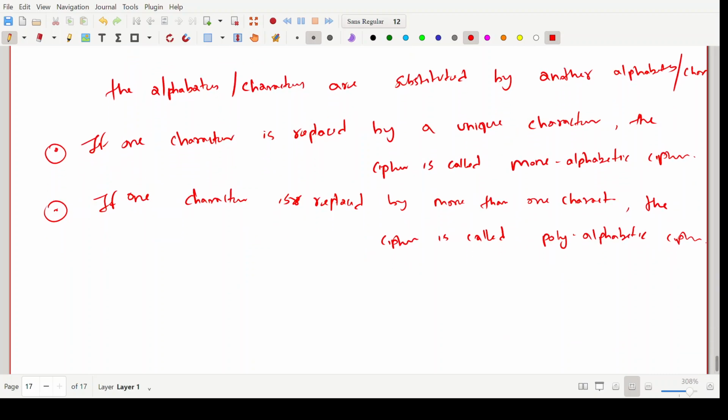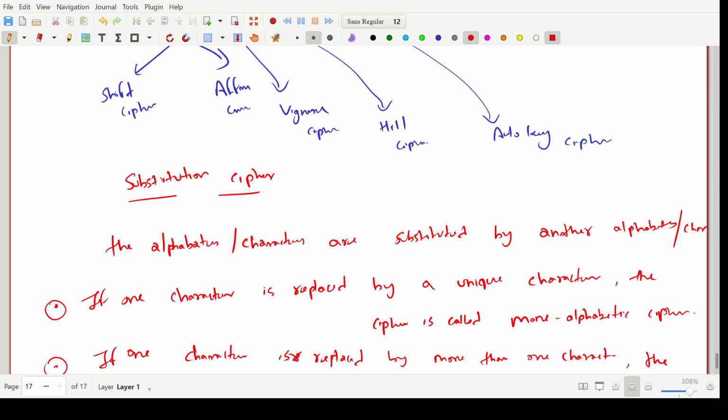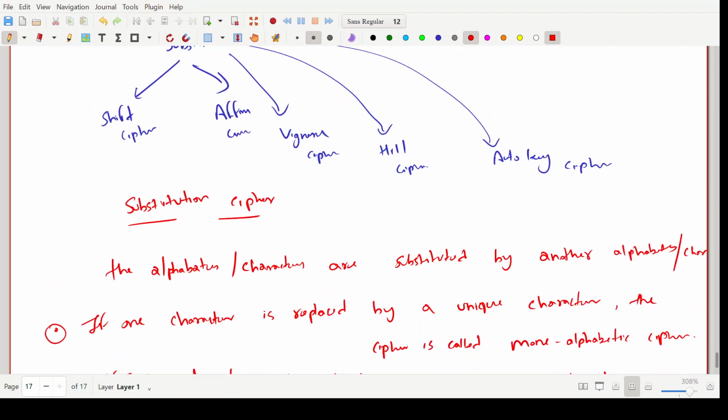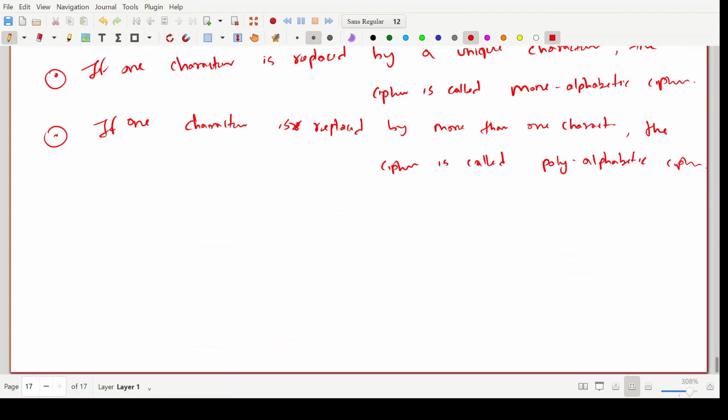So let us see what are the different types. In all the five ciphers I have given, one more I can put under substitution cipher, that's okay. So this is monoalphabetic, these are polyalphabetic. So let us see first monoalphabetic ciphers.